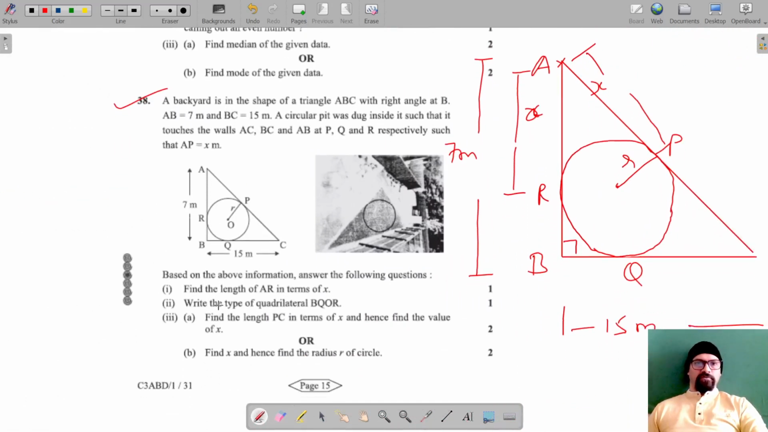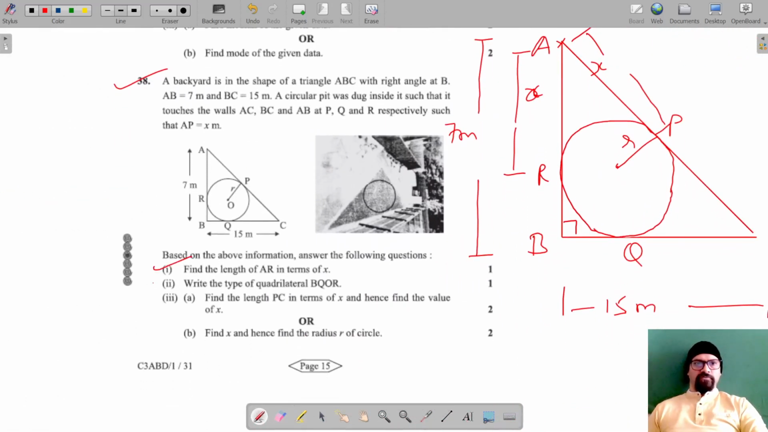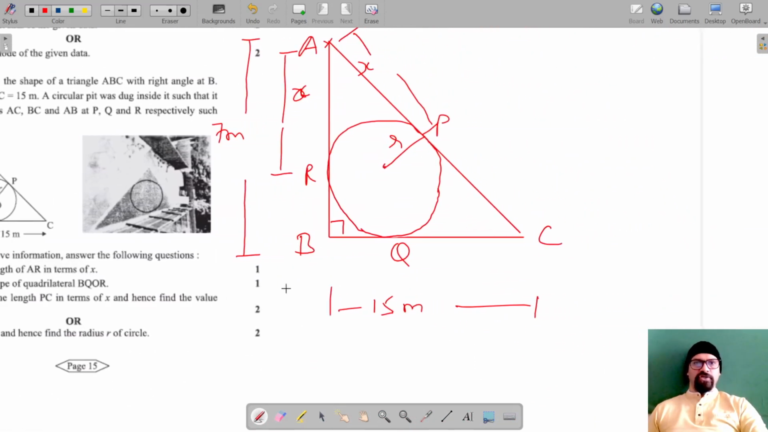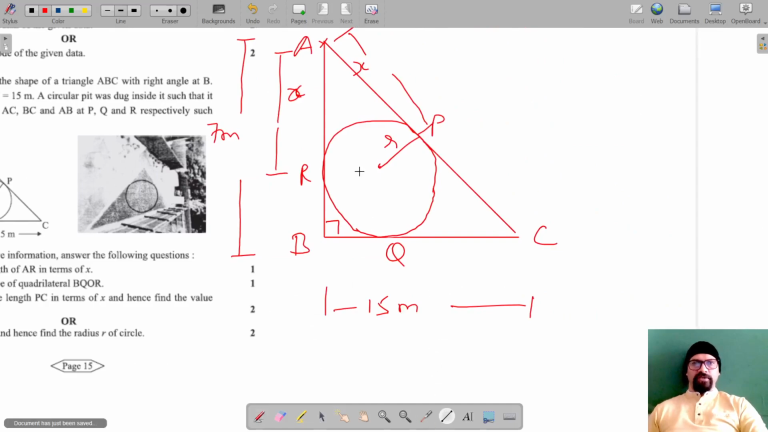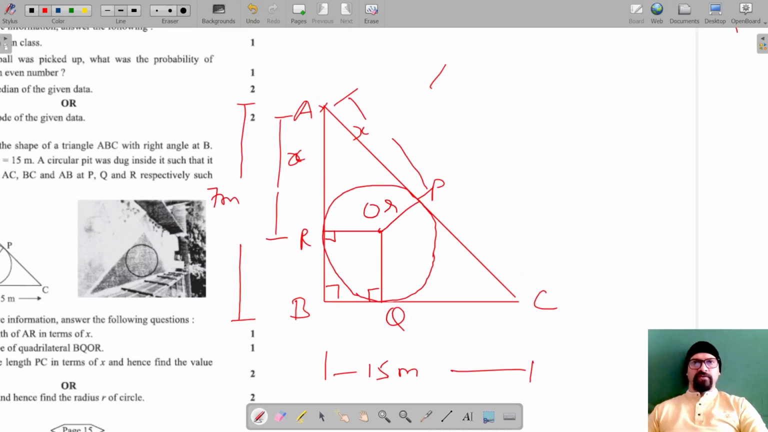Okay. We have got the length of AR in terms of X. Now, write the type of quadrilateral BQOR. So let's take this quadrilateral: this is BQ and OR, and this is O. In this case, angle R and angle Q are 90 degrees. So angle R is equal to angle Q is equal to 90 degrees.